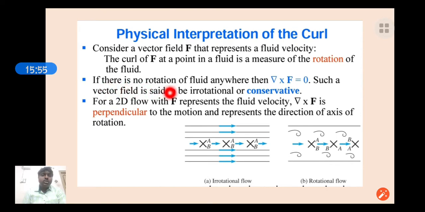If there is no rotation of the fluid anywhere, then del cross f bar is equal to 0. It is one of the interesting points here. Whenever the curl of f bar is 0, then we say that the vector point function is irrotational or conservative if there is no rotation. Okay, so it is a very important point here. You can observe that if there is no rotation of fluid anywhere, then del cross f bar is equal to 0. In the previous example we calculated del cross f bar, but it is not 0.